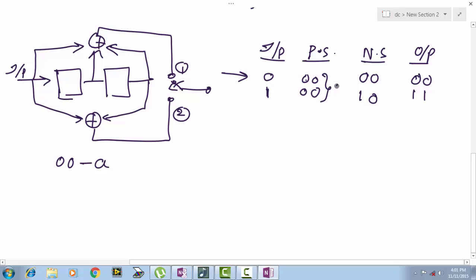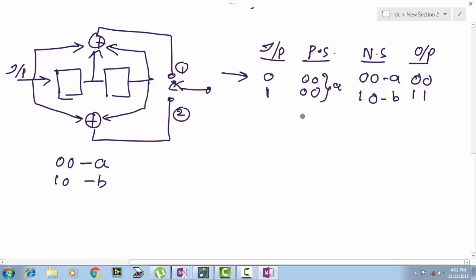So when we are in state A, there are 2 input bit possibilities, one is bit 0, one is bit 1. When the state is 0 0, if the input bit is 0, we move to the same state, that is A. And when we are in state A, if the input bit is 1, we move to a new state which is 1 0. Let us call this state 1 0 as B.